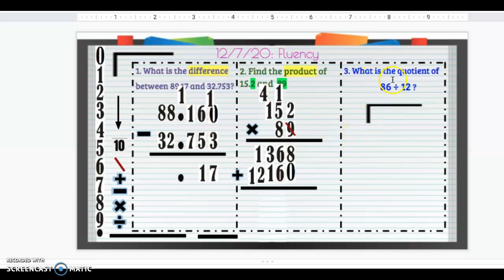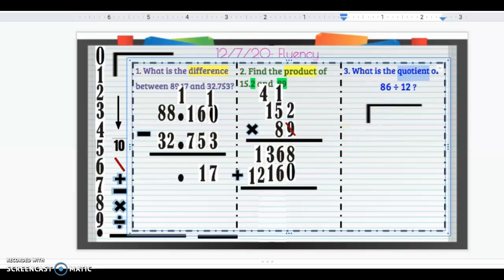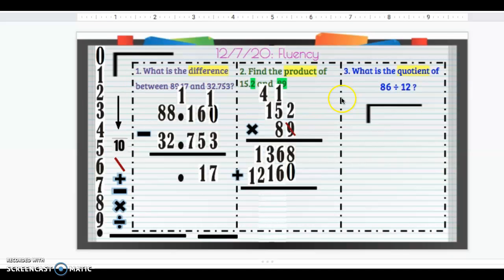The last one says, what is the quotient of 86 divided by 12? Well, quotient means to divide. So your first number, when it's written out like that, is your dividend. So 86 goes inside.